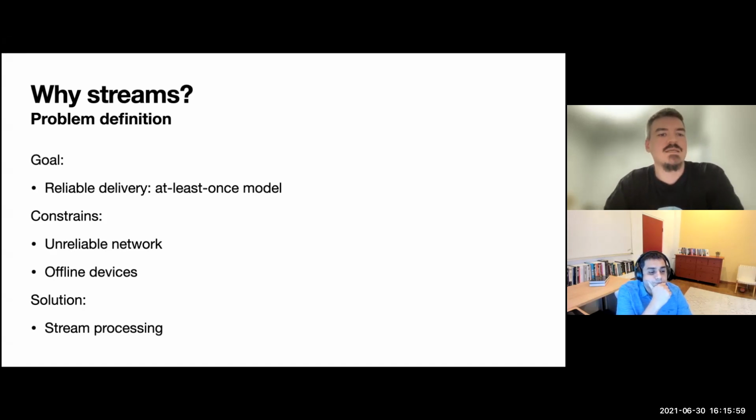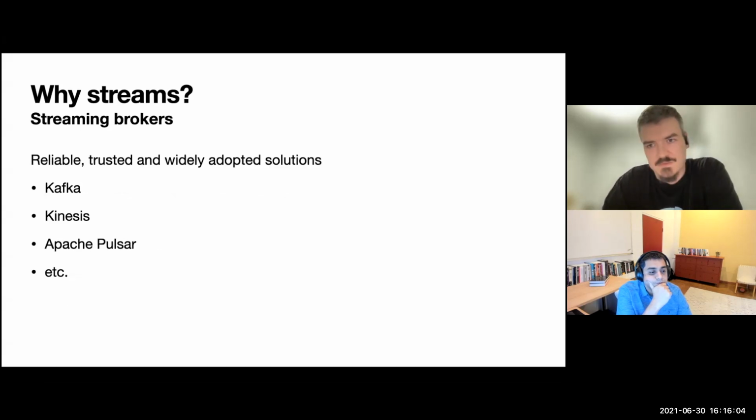So stream processing is mostly already solved by a bunch of different providers. There are different brokers like Kafka or Kinesis or Apache Pulsar or others being developed right now. They're trusted, they're reliable, they're already running in enterprise. So that's why we don't want to re-implement that. We just want to use that from our platform.